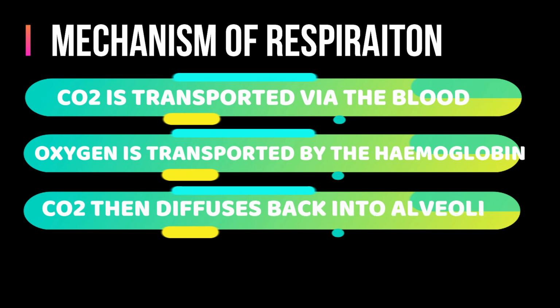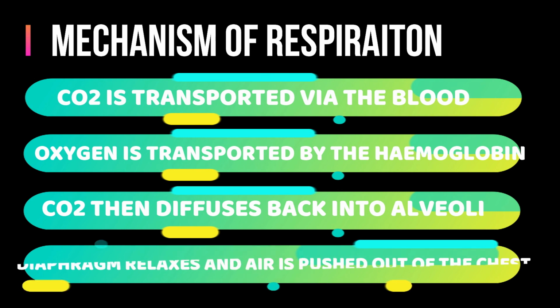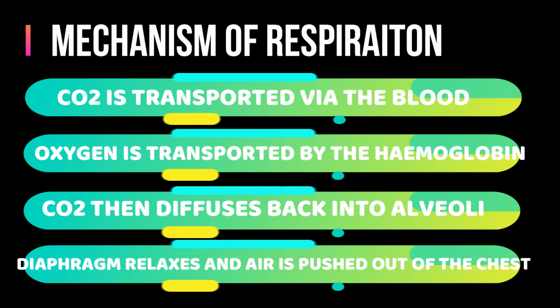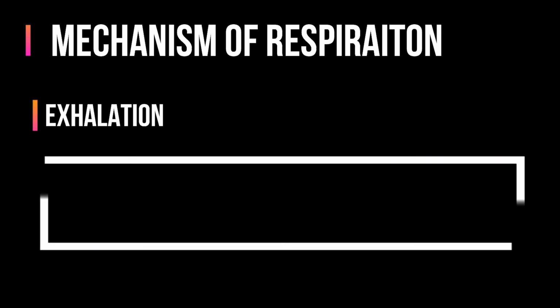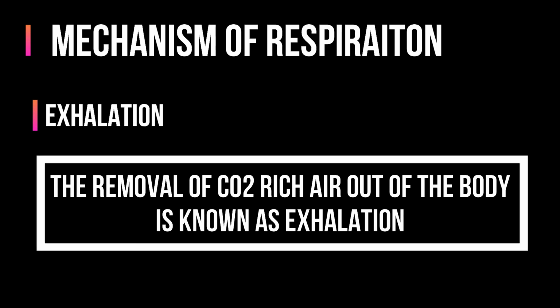When we breathe out, the diaphragm and muscles attached to the ribs relax, due to which our chest cavity contracts and becomes smaller. This contraction of the chest pushes carbon dioxide out from the alveoli into the trachea, nostril, and then out of the body into the air. And this is called exhalation. Exhalation means removal of air rich in carbon dioxide.